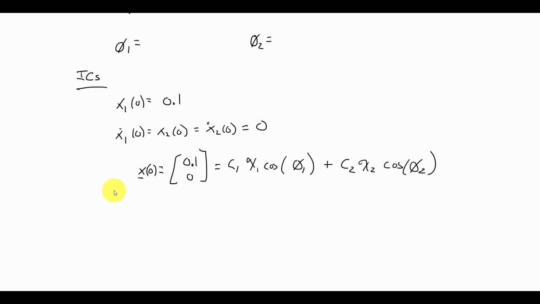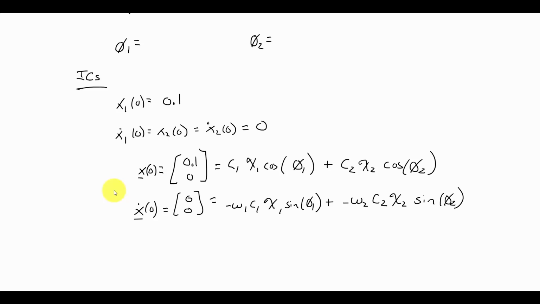So this is actually 2 algebraic expressions that we need to solve, and then the other 2 are going to come from x dot of 0, which in this case is 0, 0, and will be negative omega 1 c1 chi1, where omega 1 and chi1 we already know, times the sine of phi1, plus negative omega 2 c2 chi2 sine of phi2. So these are the 4 equations we need to solve simultaneously in order to find our 4 unknowns, c1, c2, phi1, and phi2.